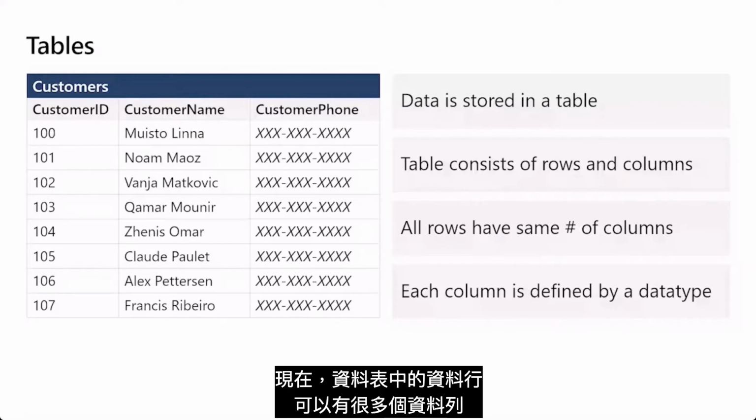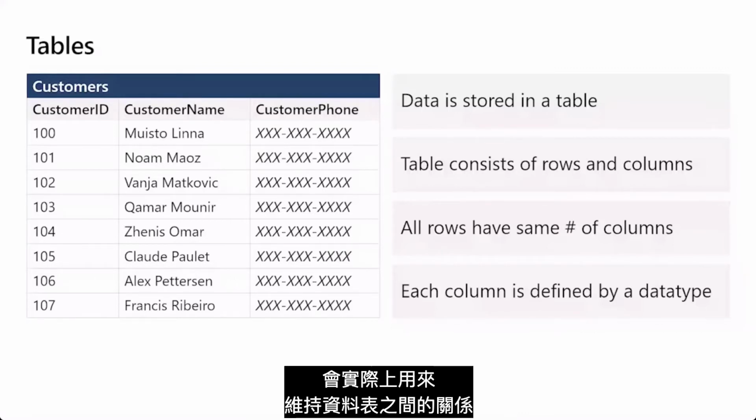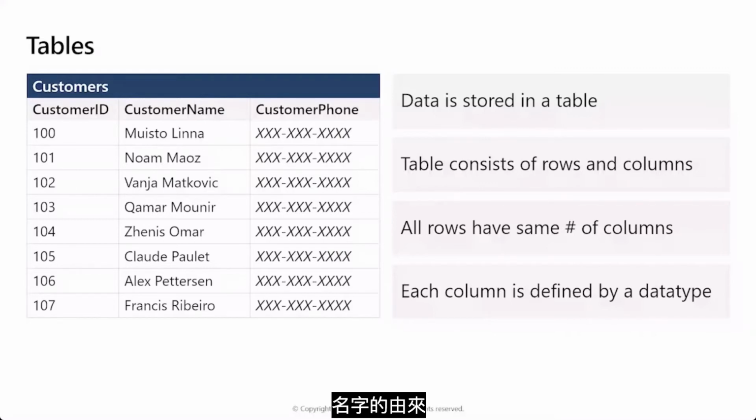Now, the rows in a table can have more than one column that defines the properties of the entity. The properties in this case would be customer ID, customer name, and customer phone number. And all the rows in the same table will have the same number of columns. Some of these columns are actually used to maintain relationships between tables, which is where the relational database or relational model gets its name from.